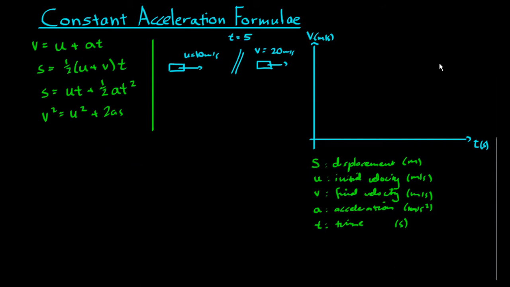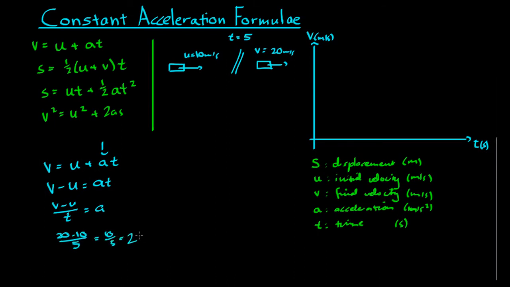Now here's a better way of solving that. We knew we had V, T, and U. We lay out our formula: V equals U plus AT. A is the one we want to find, so we try and get it by itself. V take U equals AT. V take U on T is equal to A. Now we sub in all our information: 20 take 10 on 5 equals 10 on 5 equals 2. So we found A.